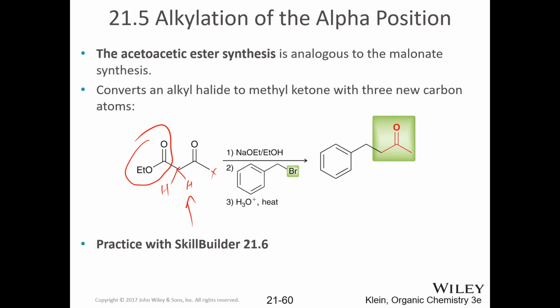And as before, we could do this twice before we do the decarboxylation to give us a di-substituted ketone, helping us avoid some of the mixture problems that we would have had otherwise. This acetoacetic ester, which is acetoacetic acid ethyl ester, is readily available, so we can buy it. It's relatively cheap, and we can go forward with it.